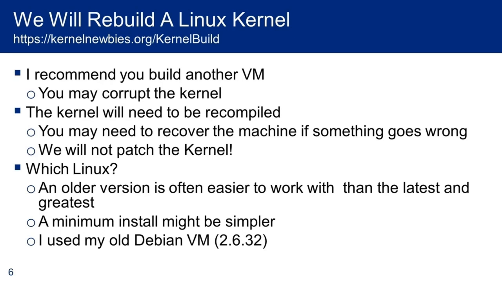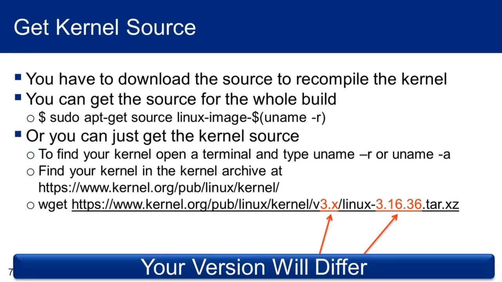Even a different version of the same OS can have the system call tables organized differently. The assumption is that at this point you have installed the VM and updated the package list. The next task is to download the source so you can recompile the kernel. You can download the source for the whole build or just the kernel source. Here is syntax for either approach.